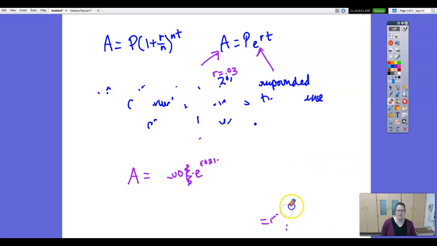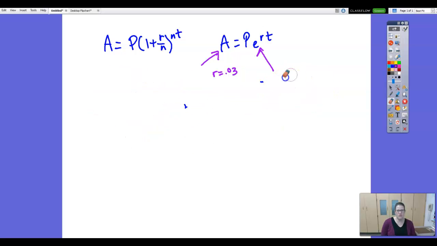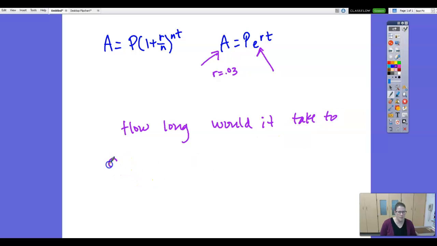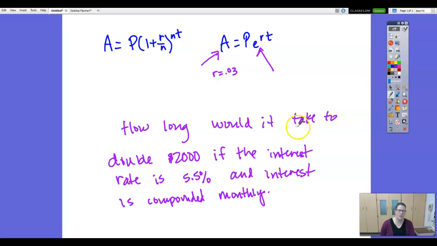Okay. All right, so lastly, we just need to look at what happens when we're looking for either the interest rate or the time, because that's going to be in our exponent on some of these. So let's say that I wanted to find how long would it take to double $2,000 if the interest rate is 5.5% and interest is compounded monthly. So we're trying to find t.